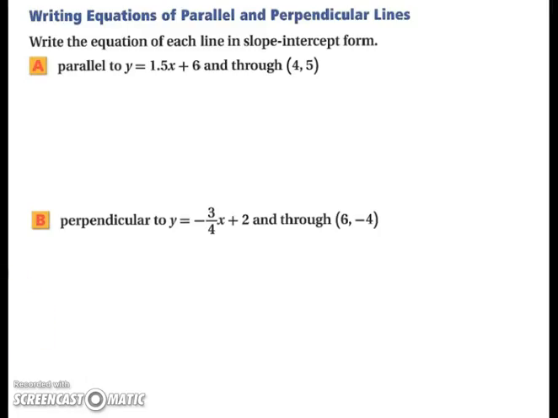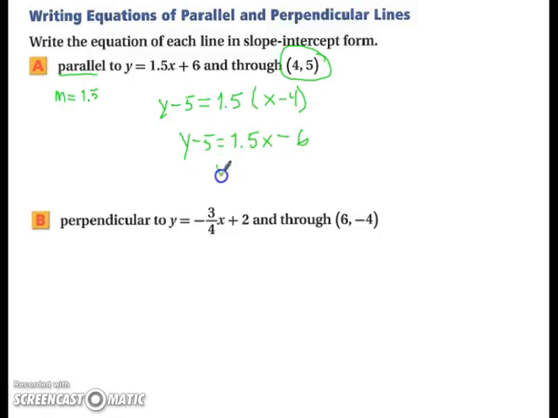Let's try a couple. So write the equation of each line in slope-intercept form. So let's start with this first one. We know that our slope is going to have to be 1.5 for it to be parallel, because for it to be parallel, they need to be the same. Now, we need to use this point here. So we have y minus 5 equals 1.5 times x minus 4. You have your slope and a point that it needs to go through. So now, to be in slope-intercept form, just solve for y. And when we solve for y, we end up with y minus 5 equals 1.5x minus 6, and therefore y equals 1.5x minus 1.